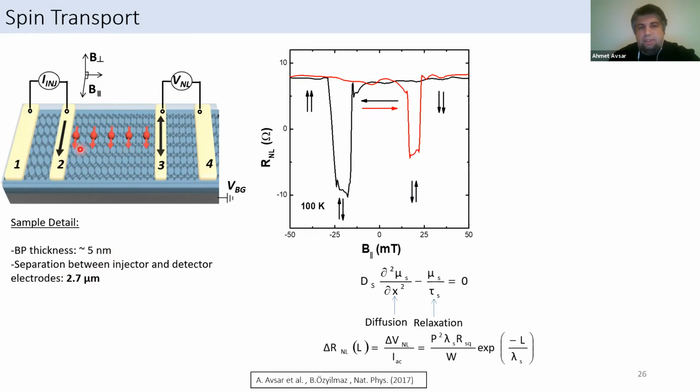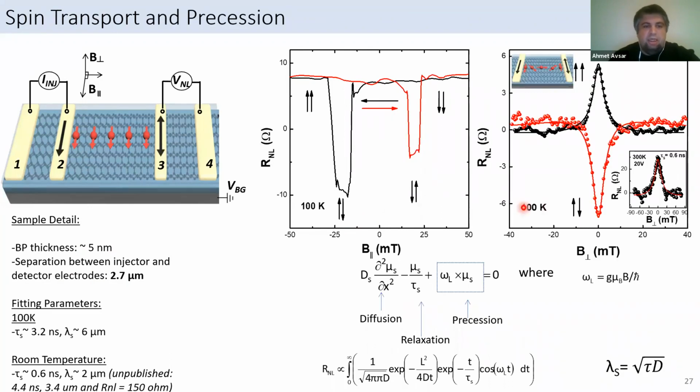And we could already see a very nice spin valve switch. And by doing the spin precession measurements, we could extract the spin transport properties, parameters. For instance, at 100 Kelvin, we could observe in this device a lifetime of 3.2 nanoseconds with a spin relaxation length exceeding 6 micron. And we could see that the spin transport also at room temperature.